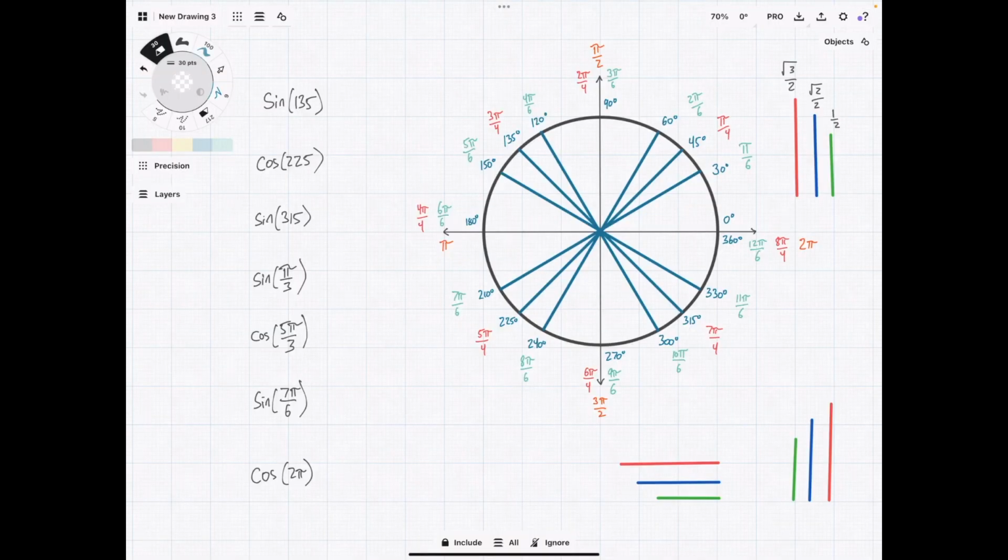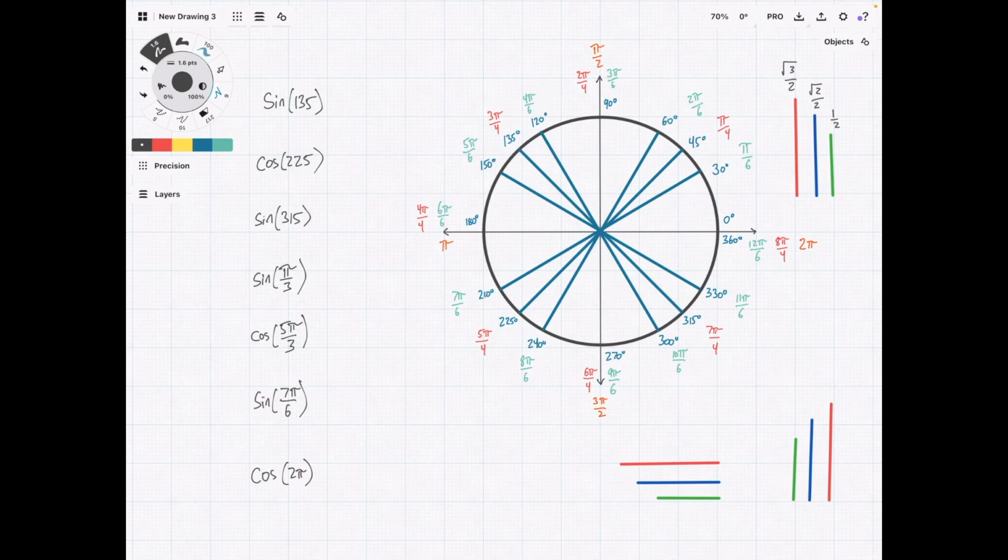Now that we've established what the unit circle is and how we can use it to visualize the values of the trigonometric functions, we're going to run through a couple of practice problems. On the left here, I have a few values that we want to find, and we're going to start with the sine of 135. When we're doing this, the first step is always to figure out where that angle is on the circle. 135 is in quadrant 2, so now we know where it is.